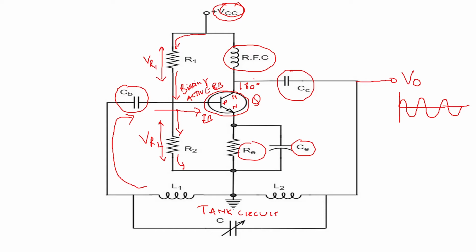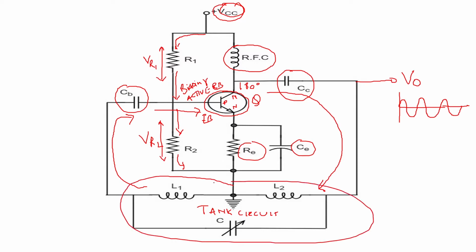Now that phase shift of 180 degrees will be given to the feedback network. Here you have this feedback network. This complete tank circuit is your feedback network. Now this feedback network has to give a phase shift of another 180 degrees.